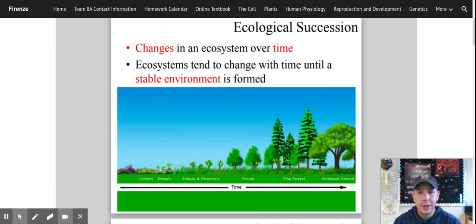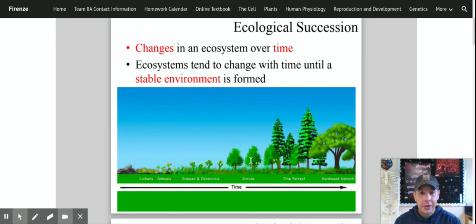Then you get small annuals, grasses, and perennials that will start to grow on top of those. What that does is bring in other animals from other places to start living there. They start to spread the seeds of these grasses and perennials and small shrubs and plants around, and that brings in more plant life. So now you get little shrubs. You can see over time, and this takes millions and millions of years to happen, the environment starts to grow up.